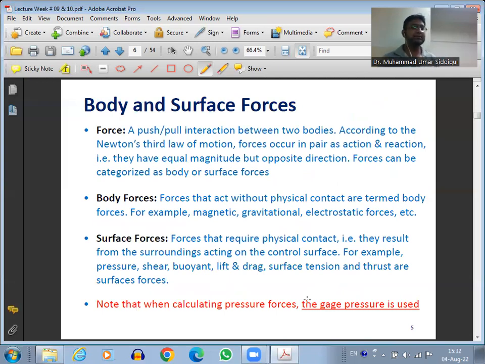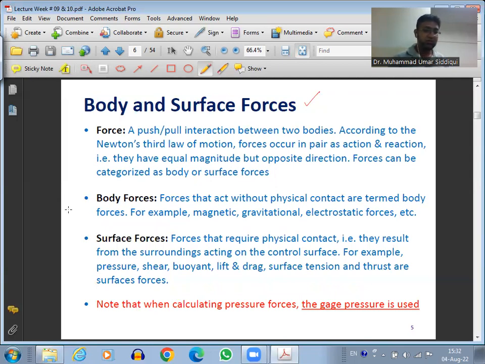Now let's discuss forces one by one. There are two different kinds of forces. One is known as body forces, the other as surface forces. Okay, force is basically what? A push or pull interaction between two bodies. According to Newton's third law of motion, force occurs in a pair as action and reaction. That is, they have equal magnitude but opposite direction. Force can be categorized as body or surface forces.